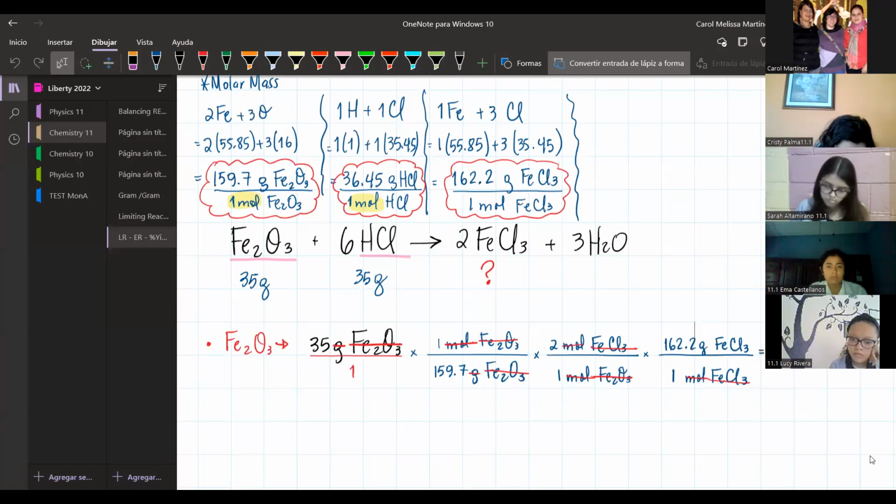How much do you get? 71.1. 71.1. The units? Grams of iron trichloride.